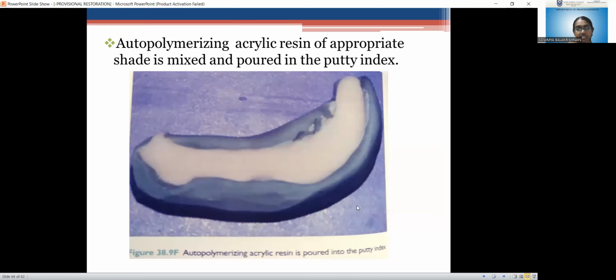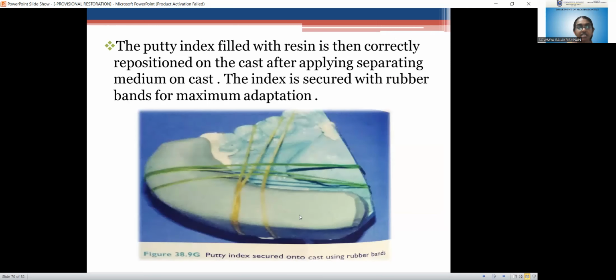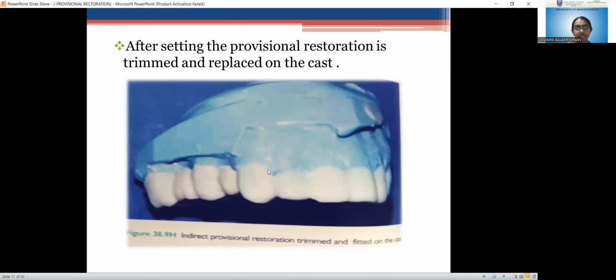So we have already made the index. That index is to be filled with the provisional material, which is mixed and poured into this index. Then you have to keep this index, which is filled with the provisional restorative material, onto the prepared stone cast, and secure it using a rubber band. So this is the prepared stone cast, and we secure the index onto the cast using rubber bands. This is how the provisional restoration looks after removing, and it is already trimmed and the fitting was already checked on the cast. So this is how it looks.